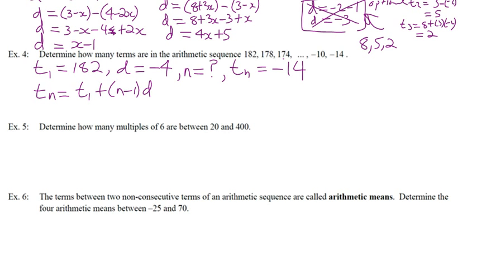Okay, what's t sub n? Thank you. This took way too long. What's t1? 182. What's d? Negative 4. Right. What's n? We don't know. N is n. Right? Don't know n, so it's just n. I mean, I could write n equals n, but I put n equals question mark. N is the thing we want to find.